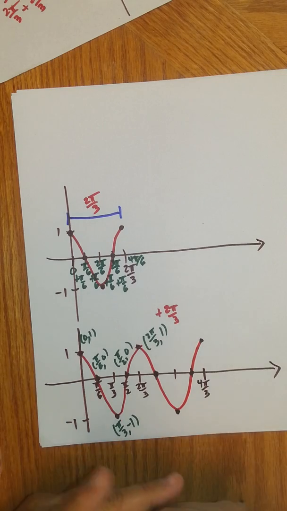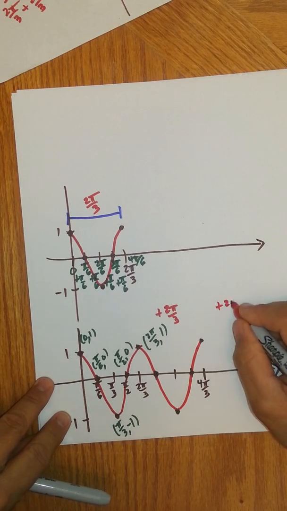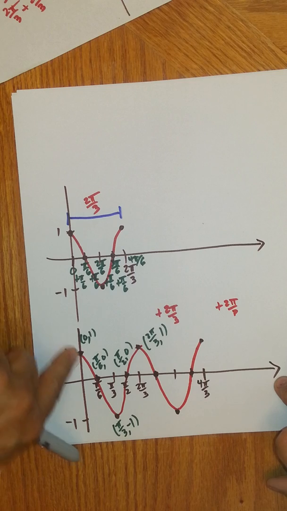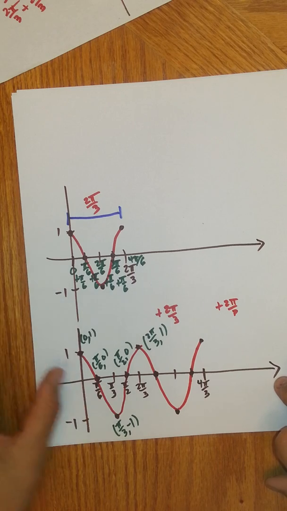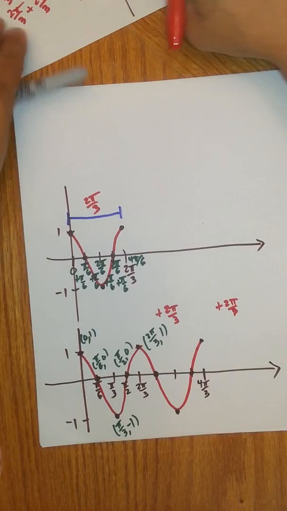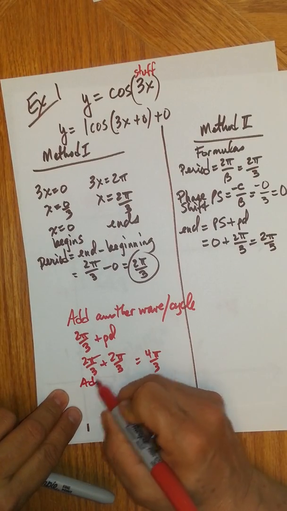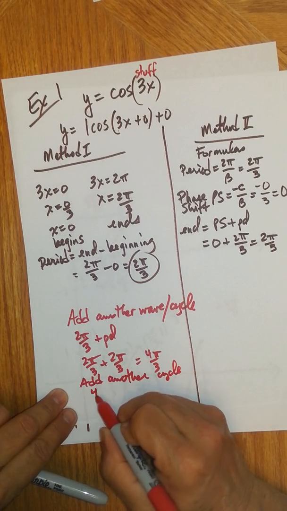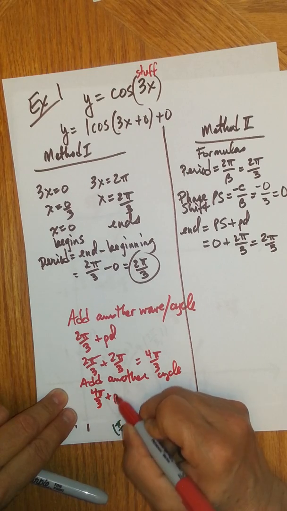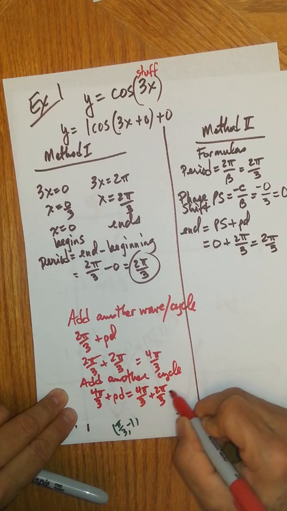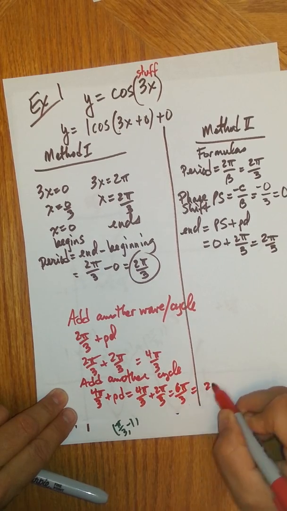And now if I want to do another wave, I would add another 2 pi over 3. If I want to go backwards, I subtract 2 pi over 3 from the x value of this endpoint, which is 0. So I'd be at negative 2 pi over 3 going that direction. Going this direction, well, I ended at 4 pi over 3. I add another 2 pi over 3, so add another cycle or wave. I'm at 4 pi over 3 plus the period, which is 4 pi over 3 plus 2 pi over 3. That's 6 pi over 3, which is 2 pi.